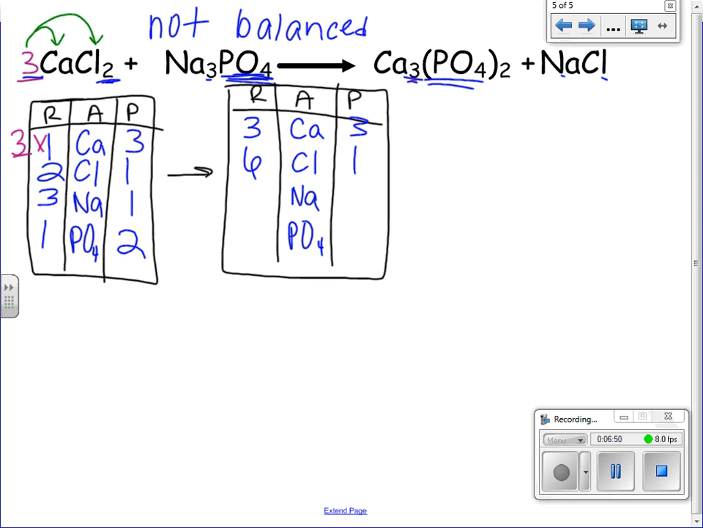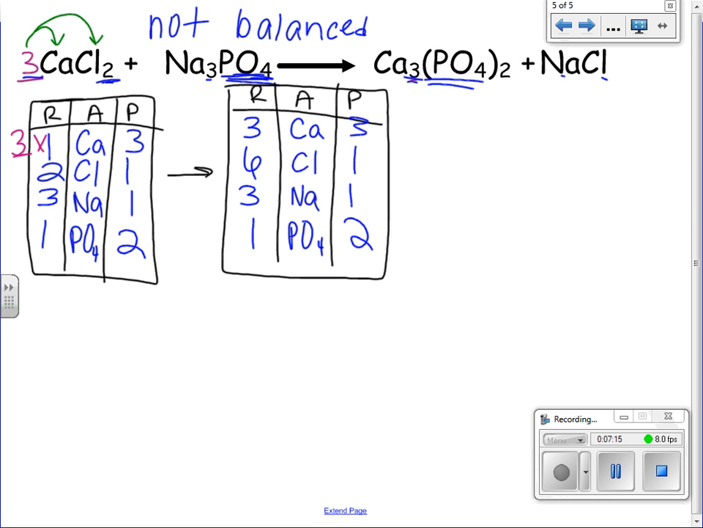Now let's look at our sodiums and our phosphates. We didn't really touch those, so nothing's going to change from our first RAP table, right? We still have 3 sodium atoms in our reactants, 1 sodium atom in our products, and then 1 phosphate atom in our reactants, and then 2 phosphate atoms in our products. Now let's figure out what we want to balance next. Let's just go ahead and try to balance out those chlorine atoms and see what happens with that.